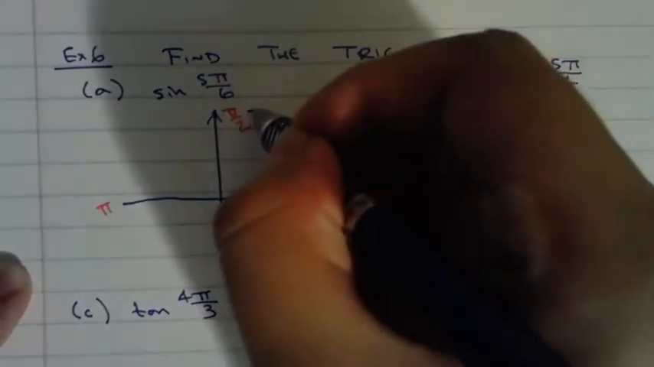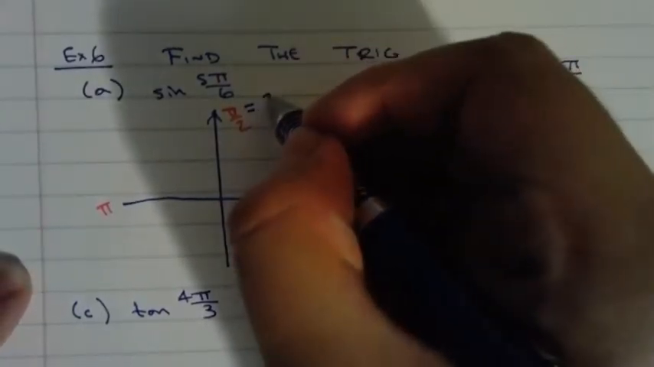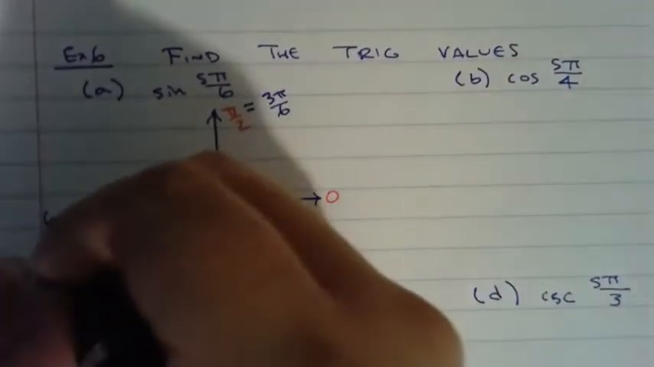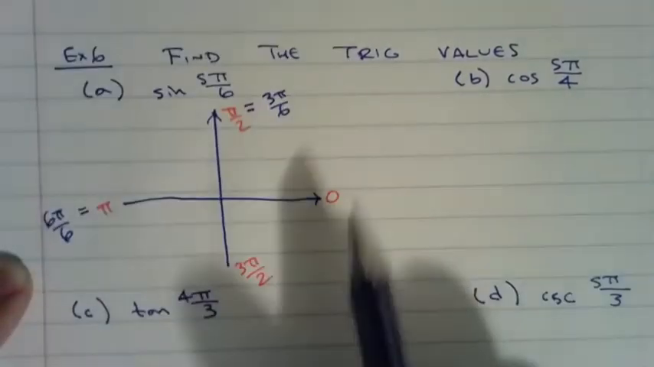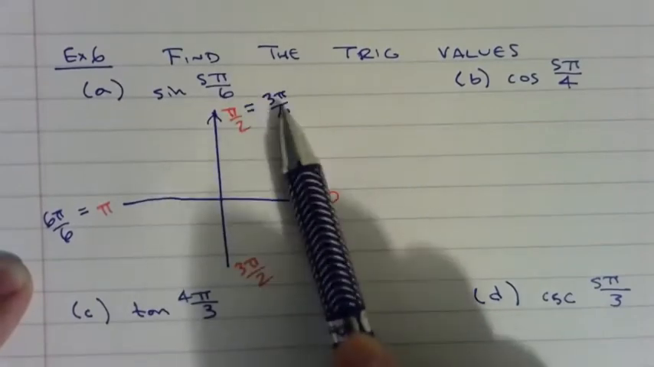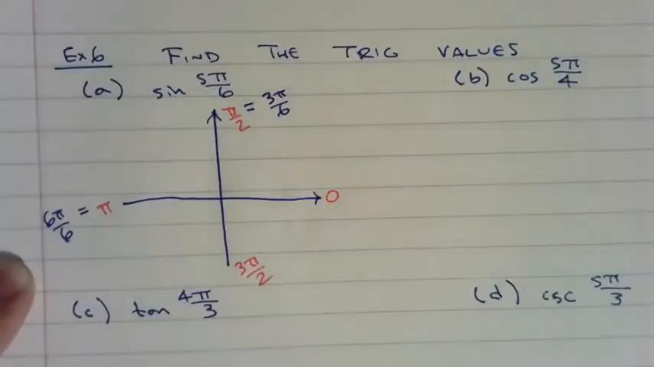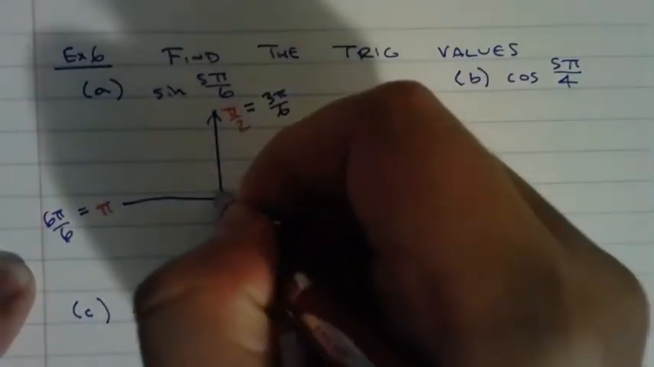So I'm gonna change this to the denominator of 6. So it's gonna be 3 pi over 6, and this will be 6 pi over 6. But now take a look at this. 5 pi over 6 is obviously between 3 pi over 6 and 6 pi over 6. So therefore I have to go 4 pi over 6, 5 pi over 6, and then 6 pi over 6. So you know that your 5 pi over 6 is going to be somewhere over here.